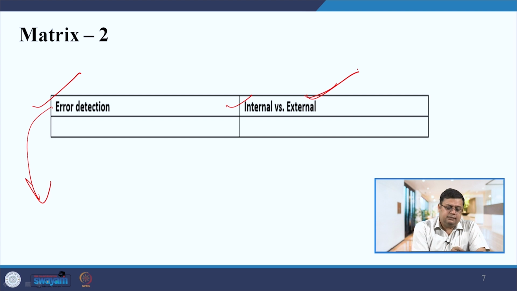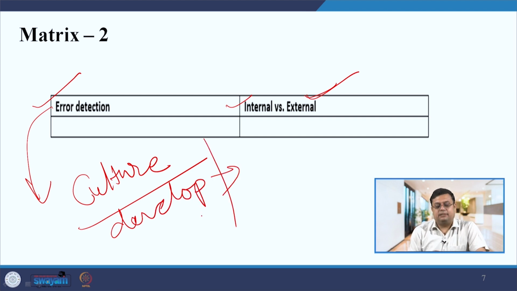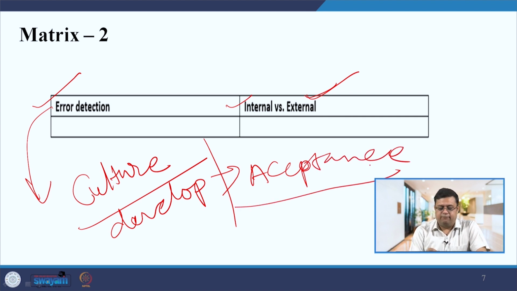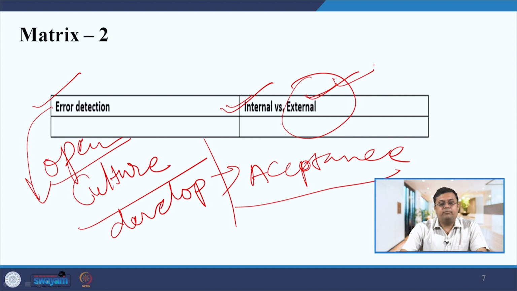So why is this matrix important? This matrix is important for culture development, right? So the first thing to improve on an error is acceptance, that we all know, right? If internally people are accepting their errors, it indicates that an open and healthy culture is there in the organization. So if most of the errors are detected externally, then you have to be very cautious about your culture.